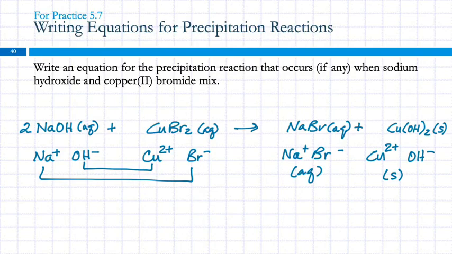So that fixed the hydroxide, but it messed up the sodiums. Now I have 2 sodiums, and over here I only have 1. So I can put a 2 in front of sodium bromide. Now I have 2 sodiums. Copper, there's 1 over here and 1 over there. Bromide, 2 and 2, and there we go. Any questions?